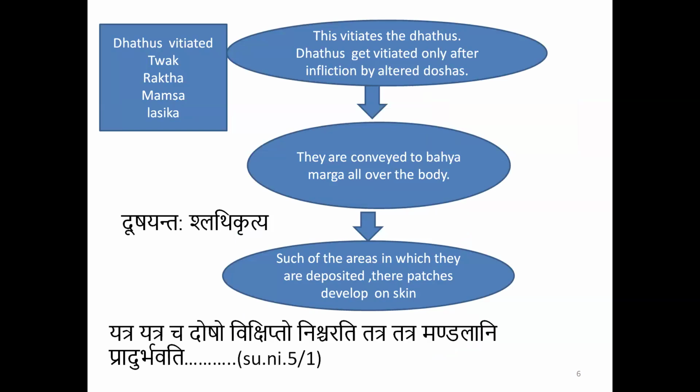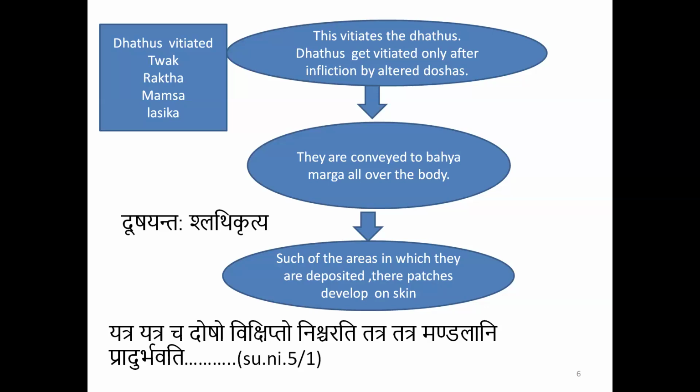This vitiates the Dhatus. Dhatus get vitiated only after infliction by altered doshas, and they are conveyed through Bahyamarga all over the body. Dushya and the Shaithilya means that particular Samprapti event is very, very important. Means the Granthana or equilibrium of the Twak, Lasika, Asrk, and Mamsa. That is very, very important for the health of the skin. Health of the skin is maintained by the equilibrium of Twak, Lasika, Asrk, and Mamsa. That is a Granthana process to keep equilibrium.